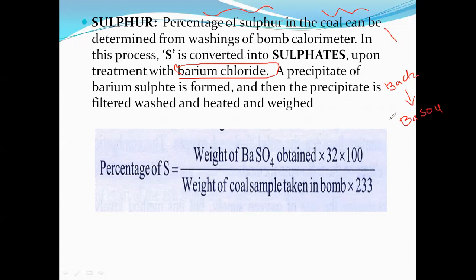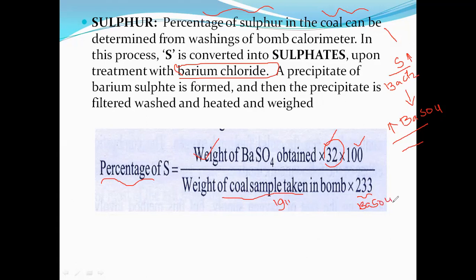Now we should identify that increasing the weight of barium sulfate means increasing the percentage of sulfur. You see, the percentage of sulfur can be identified by knowing the weight of barium sulfate into sulfur atomic weight 32 into 100 divided by weight of coal sample. Look, weight of coal sample is equal to 1 gram. And 232 is nothing but the gram molecular weight of barium sulfate.